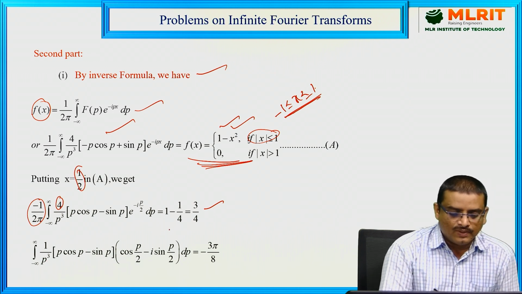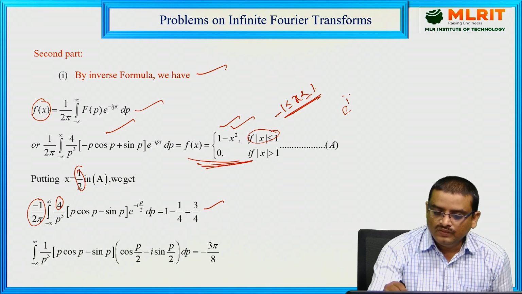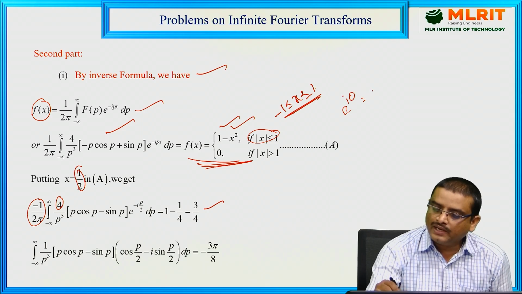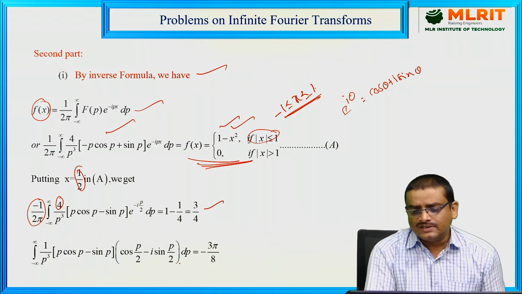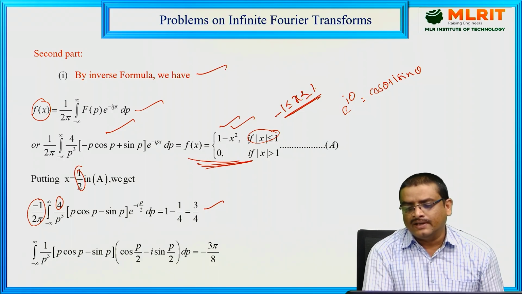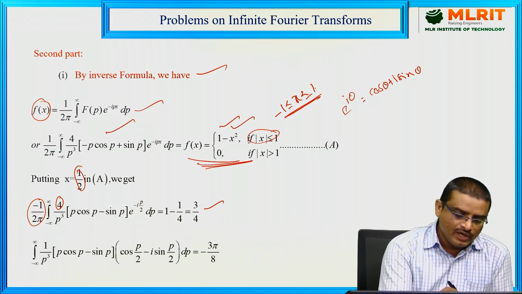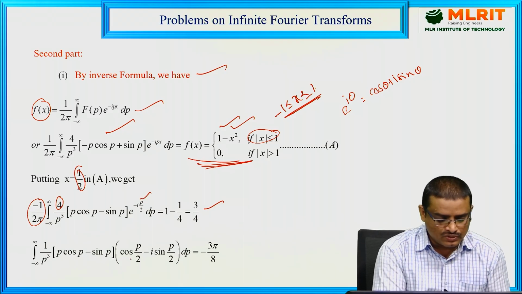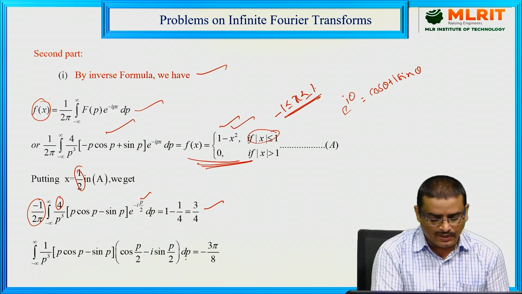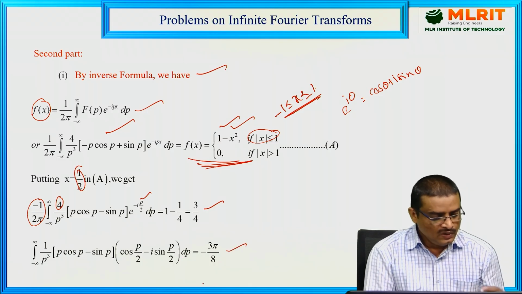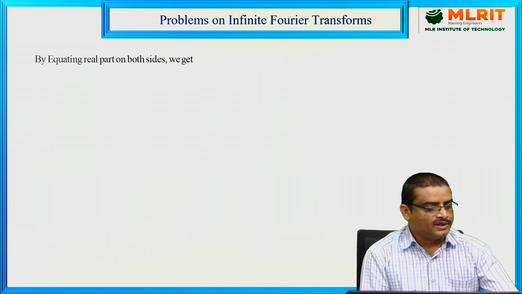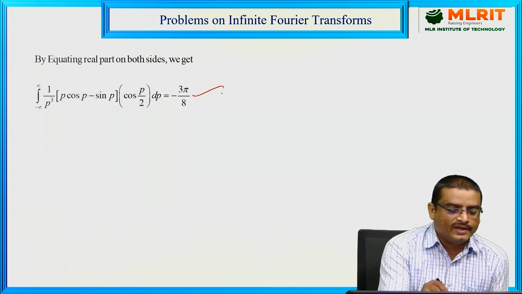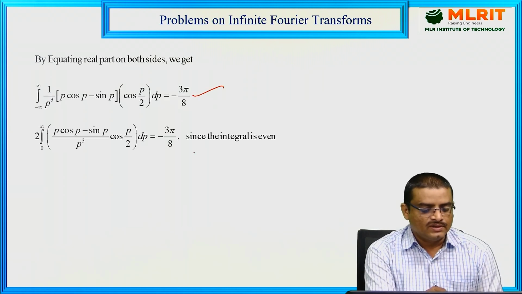And we have the formula e power i theta. In the lower classes we have seen e power i theta equal to cos theta plus i sin theta. And similarly, e power minus i theta can be written as cos theta minus i sin theta. So in place of theta here we have p by 2. So cos p by 2 minus i sin p by 2 into dp. Now remove these brackets and equate the real part on both sides, and we will get our required value here. So this is our integral.